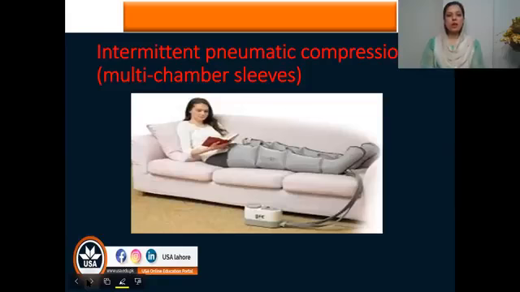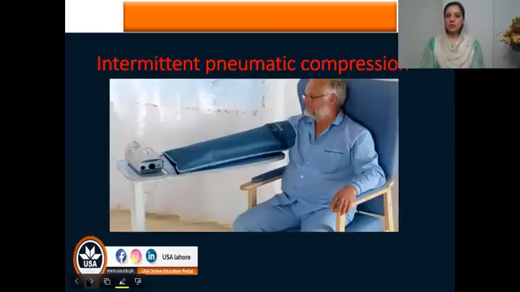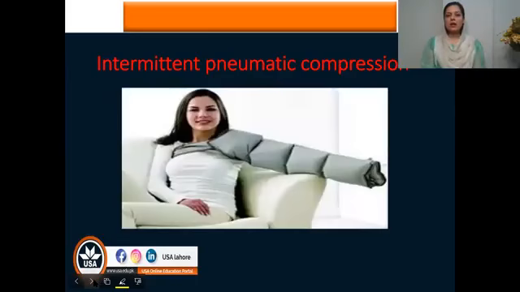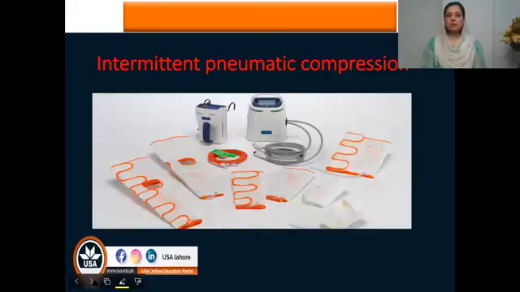The last thing we have is intermittent pneumatic compression, that is a multi-chamber sleeve here in this picture. That is a sequential compression. This is also a picture of an intermittent compression machine. And one thing you can also add here is that you should place a pillow under the foot, and you can also store it by maintaining the position. So this is another picture of intermittent pneumatic compression. These are different sizes of the sleeves, which we use for the lower limb and upper limb.